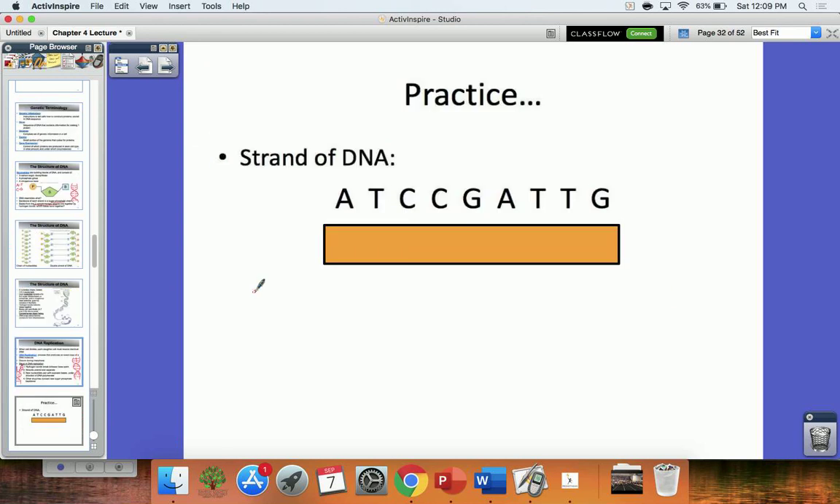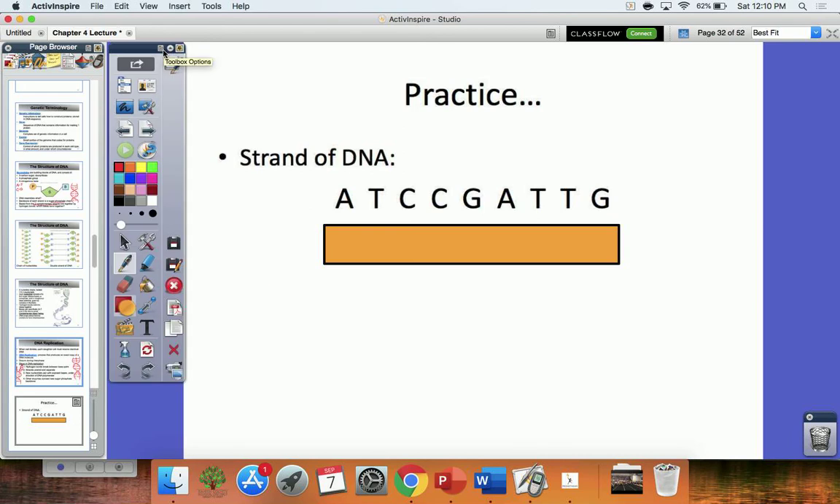So I want y'all to practice and you can press pause again. If we had a strand of DNA, and this was a strand of DNA, what would the nucleotides look like that are bound to it? Again, you can put this in the comments. We'll also go over this in class, or we could do other examples in class. And so, hopefully you've paused it.